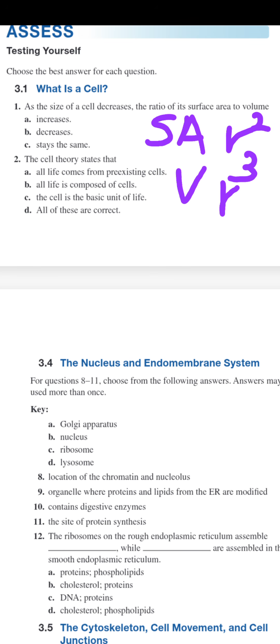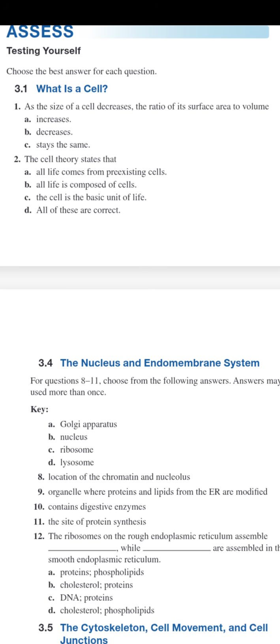So if you decrease your size, obviously your radius is going to decrease. I'm talking about the cell, not you. But since volume is r cubed, your volume will decrease more than your surface area. So in the end, since the ratio is surface area over volume, your numerator is decreasing less while your denominator is decreasing more, thus the ratio will increase. Okay, got it? Next question.